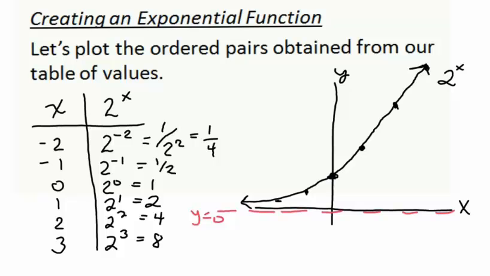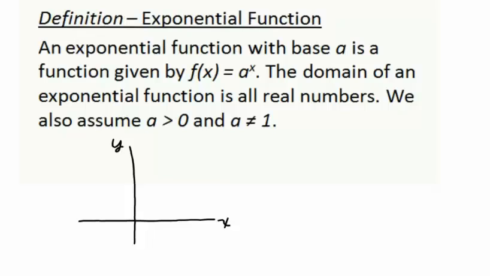Finally, taking a look at our graph, we can conclude that 2 to the x is a function. That's because there's only one y value associated with every single x value. Our work on the last slide leads us to the following definition of an exponential function. An exponential function with base a is given by the following representation: f of x is equal to a to the x.